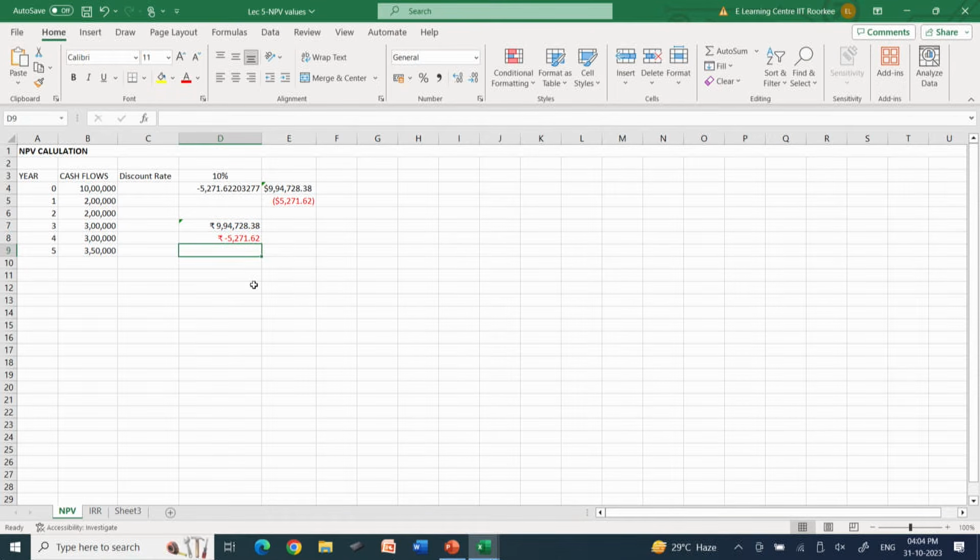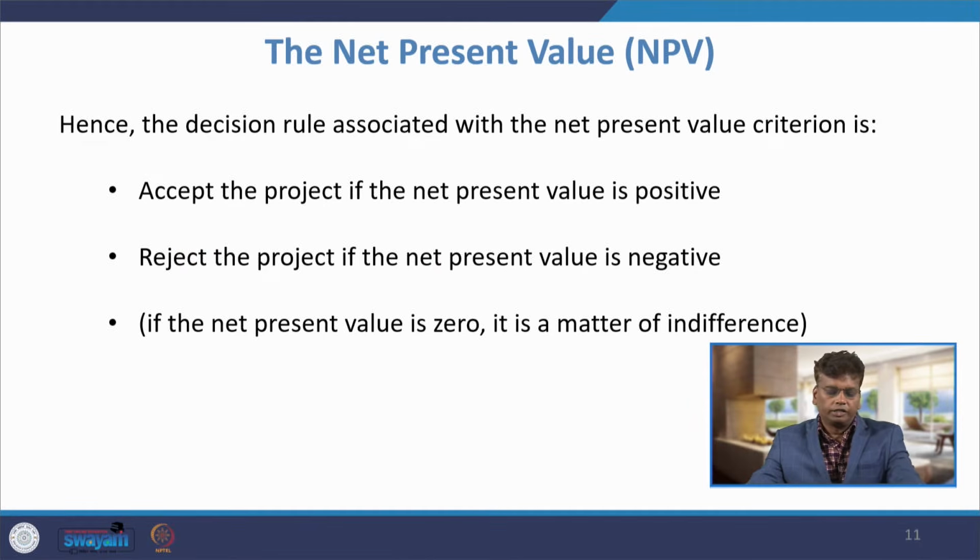So, it implies that the net present value is negative. So, if the net present value is negative, we will not go for that proposal. So, the decision rule associated with the net present value criterion is like this: accept the project if the net present value is positive. In our example, our net present value has come out negative. So, we should not choose that proposal.